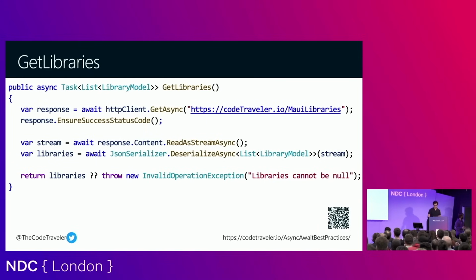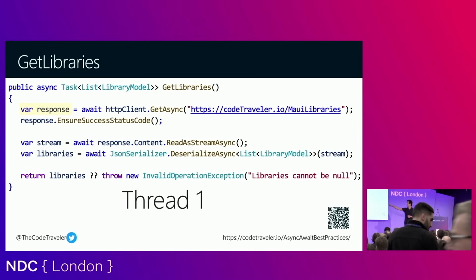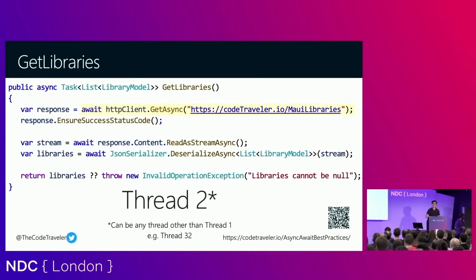Now, what's really going on here is, let's say thread 1 kicks off this method. So thread 1 comes in, thread 1 initializes this variable response, and then as soon as thread 1 hits that await keyword, it returns. And a background thread comes in, in this case we'll say thread 2, but it could be any free thread in the thread pool, will run httpClient.GetAsync. And this is good, because thread 1 is a very, very important thread. It's also known as the UI thread. It's also known as the main thread.